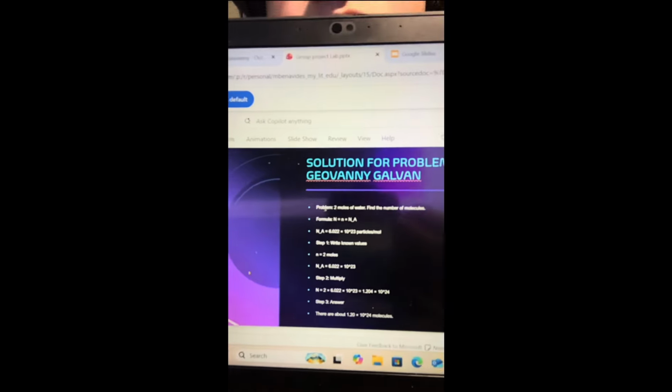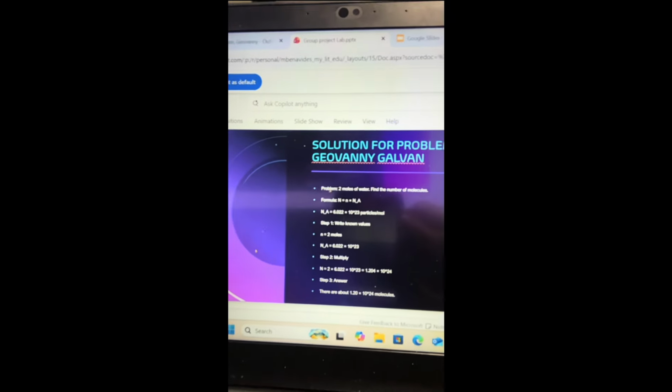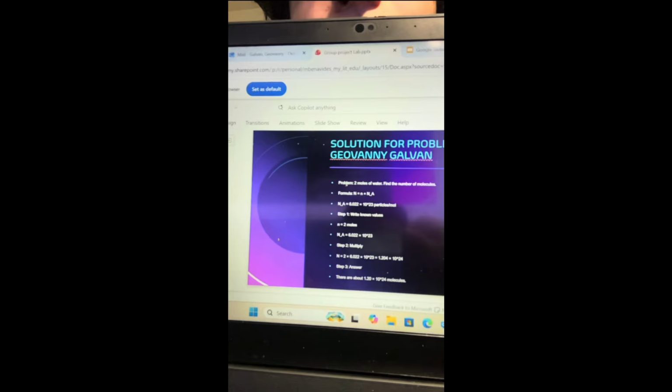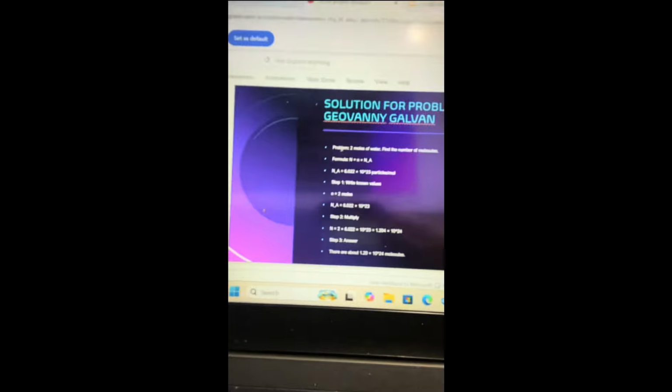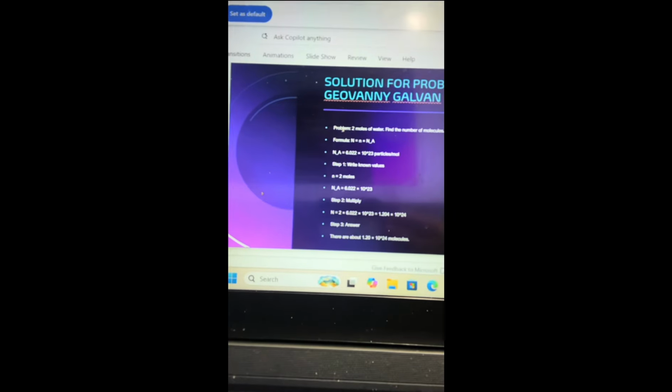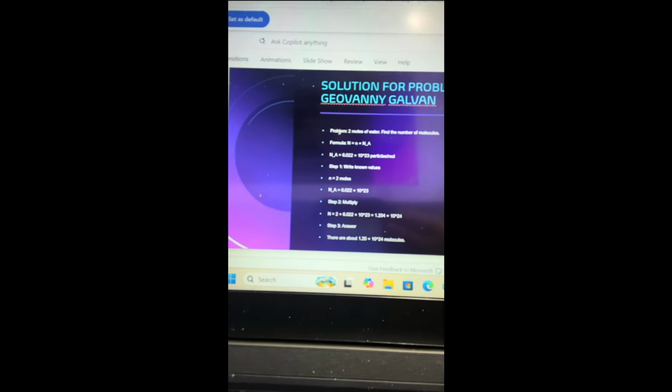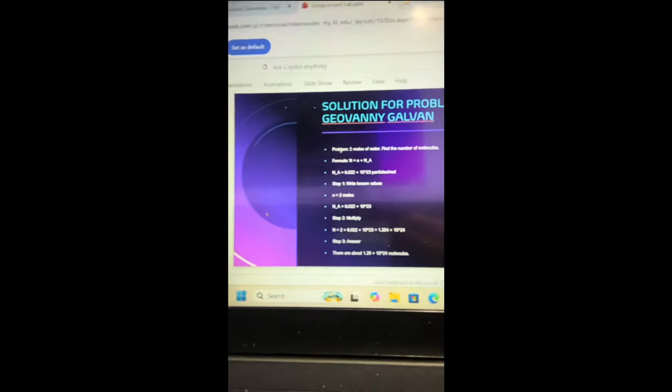Alright, so step 1, write the known values, which is n equals 2 moles. Step 2, multiply. You can see that. And step 3 is the answer. They're about 1.20 times 10 to the 24.